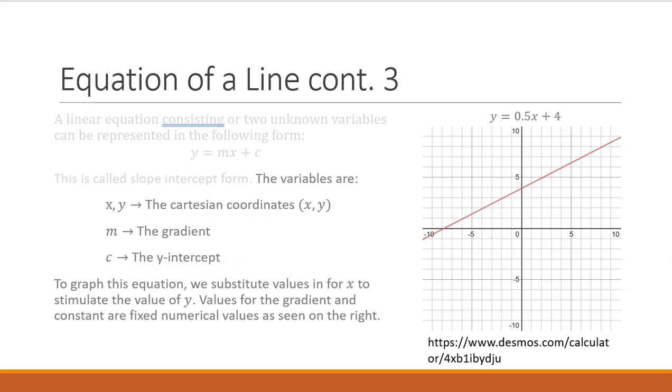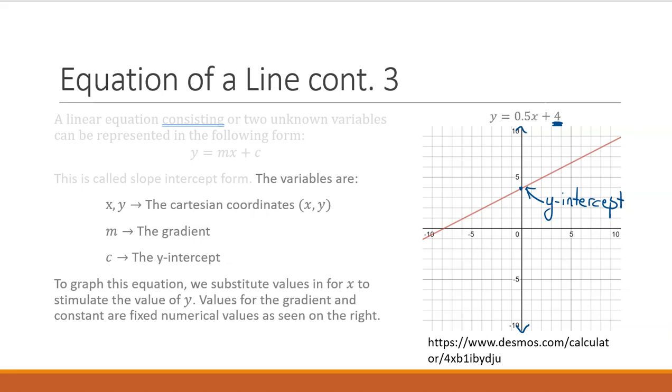Going on to what the y-intercept is, consider the graph on the right. Notice where this line passes the y-axis. We actually call this the y-intercept. And what you'll notice is that the point at which it crosses the y-axis in this particular graph is 4, and the equation that models this line has a constant of 4. So the constant, or the c, is actually the point at which the line crosses the y-axis.